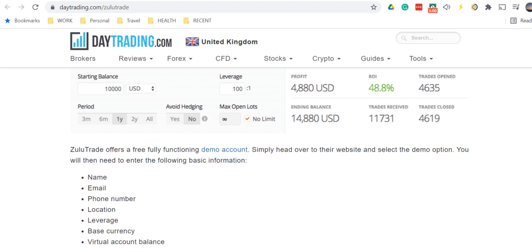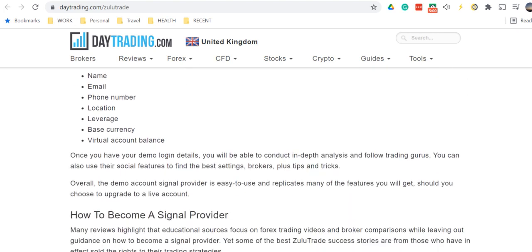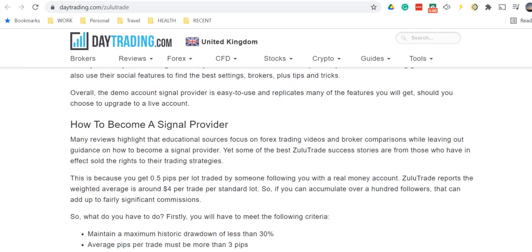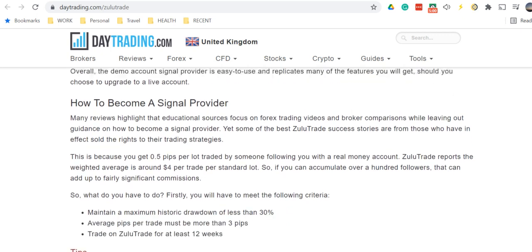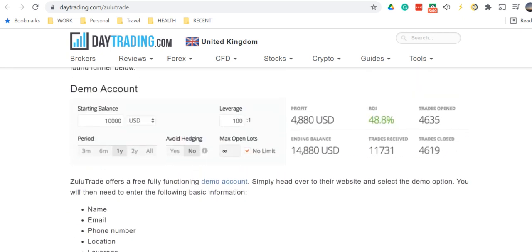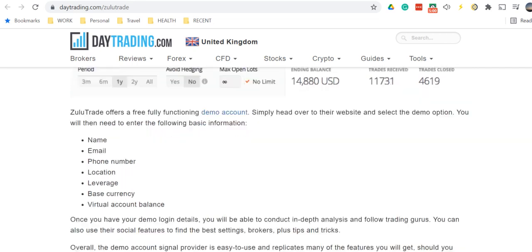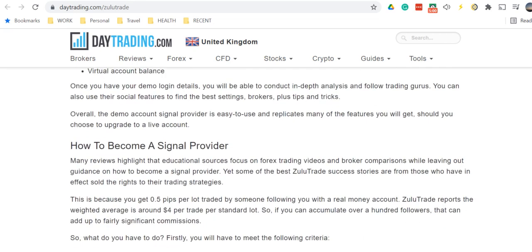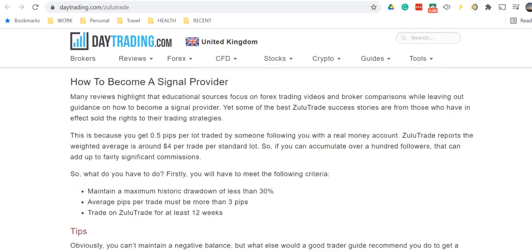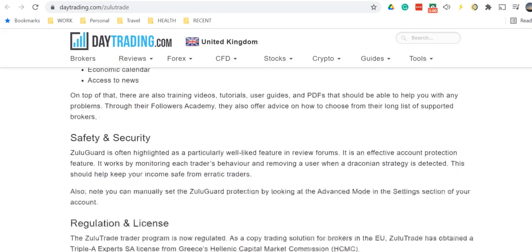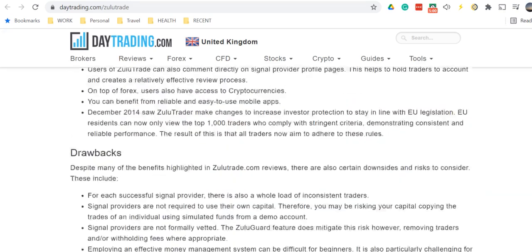I'll probably start off with a demo account myself and see how that goes. Then you can see whether you're onto something good there. Once your demo account starts going up, I'm going to try this and switch over to a real account. Yeah, that's the main thing really, the points there.